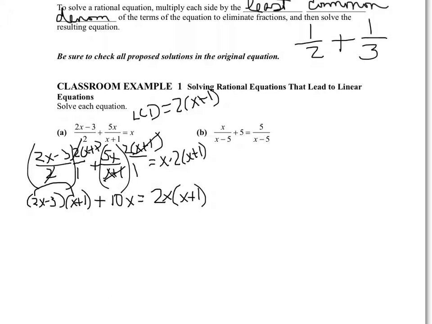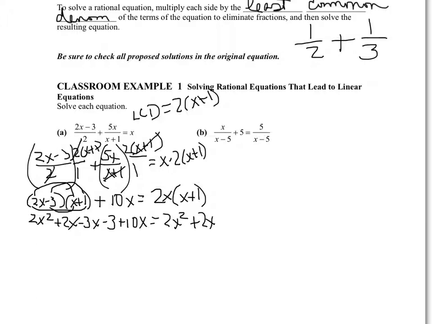So 2x times x is 2x squared. If I multiply outer times outer, 2x times a positive 1 is plus 2x. Inner times inner would be a negative 3 times x, so that's a minus 3x. And last times last would be negative 3 times positive 1, which is a negative 3. I still have my plus 10x, but I have no more parentheses on the left side of the equation. Now let's distribute on the right. 2x times x will give you 2x squared, and 2x times 1 is 2x.